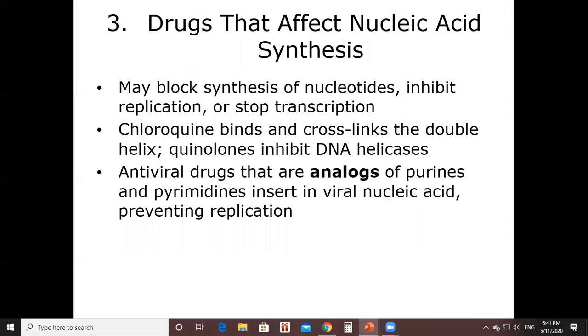Drugs that affect nucleic acid synthesis, so block the synthesis of nucleotides, inhibit replication, or stop transcription. So we have some antiviral drugs that are analogs, so they look like some of the purines and pyrimidines, and so they actually insert themselves in the viral nucleic acid, which prevents replication.